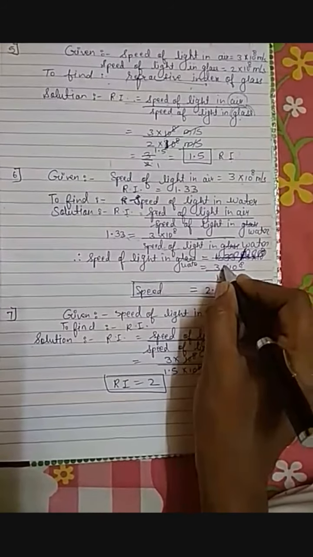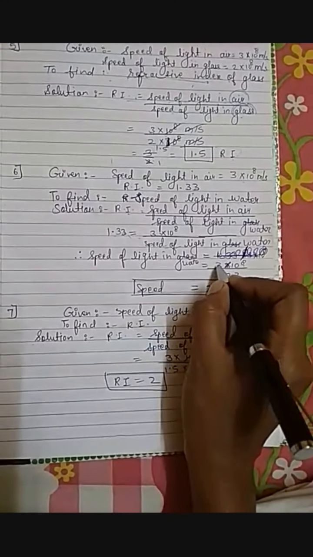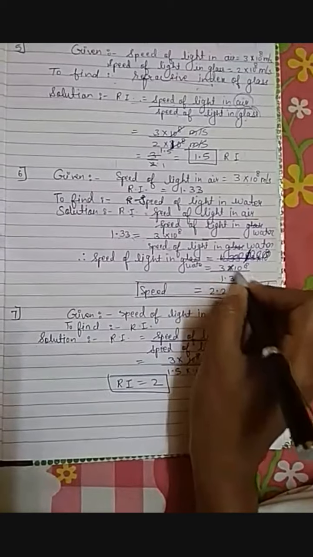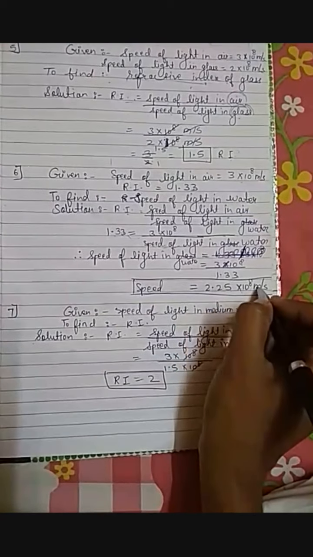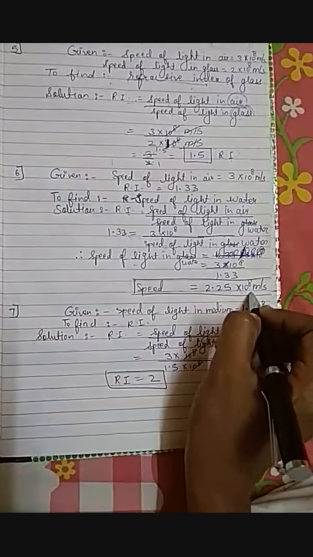Don't forget to write this 10 raised to 8. Okay, इसको लिखना नहीं भूलें क्योंकि हमने 1.33 से ही सिर्फ 3 को divide किया है. This remains as it is. So into 10 raised to 8 meter per second. So speed of light in water is 2.25 into 10 raised to 8 meter per second. So this is the sixth numerical.